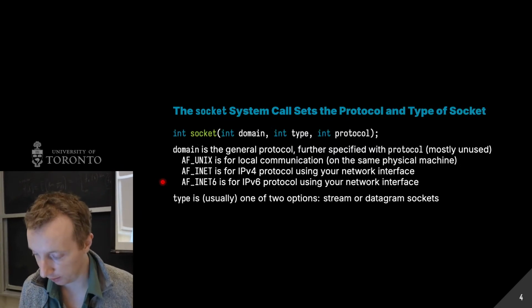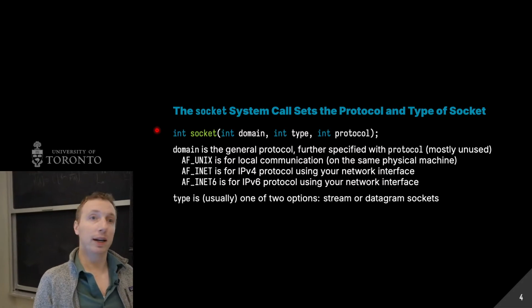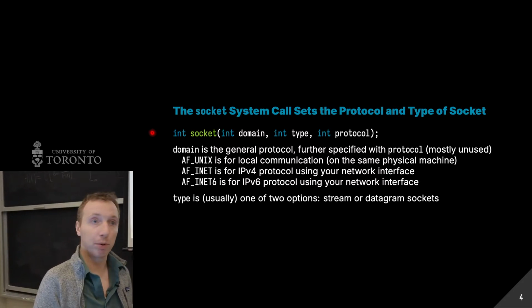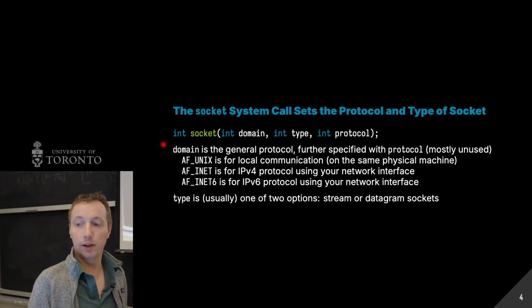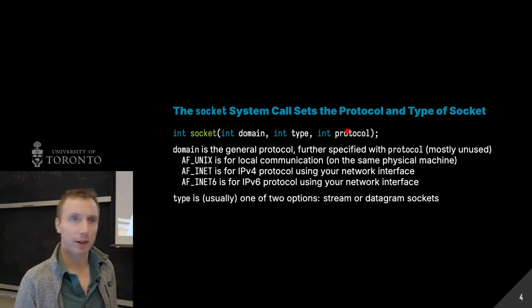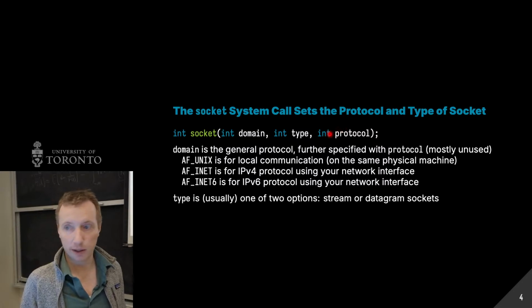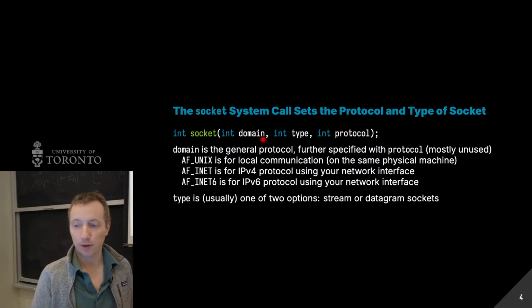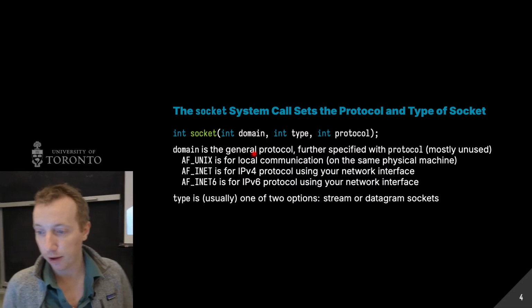So the socket system call, it has 3 arguments, sets like the protocol type of socket. So domain is general protocol. You can sub-specify it with this protocol argument here. Generally, this one's not used, and it's just set as 0. So basically, there's just 2 arguments. So there's domain, aka how I expect to connect to this socket.